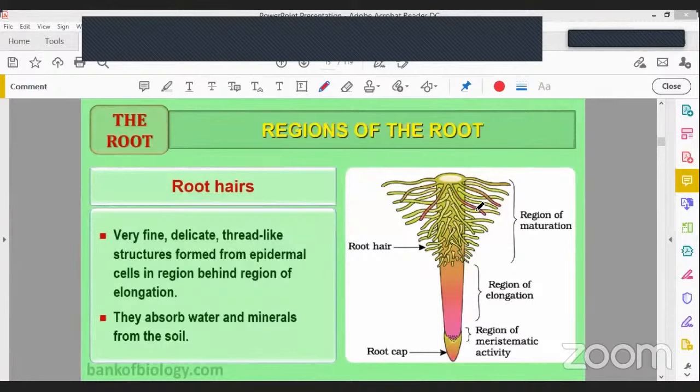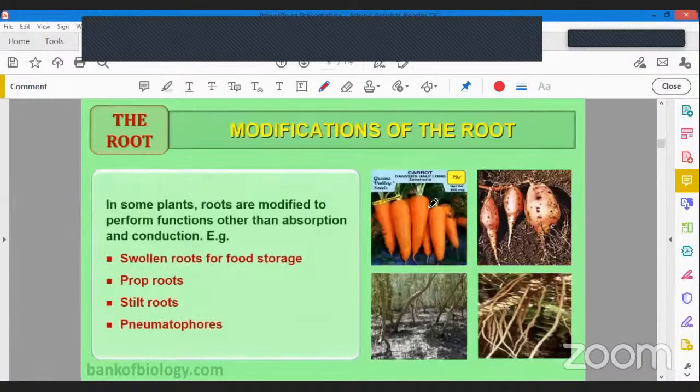So each part in this chapter is very important. Now we'll look at different modifications of root. The main functions of roots are anchorage to soil, absorption of minerals, and passage of water from root to different parts of the plant. Other than the normal absorption of water and mineral salts, you'll have other modifications. In some plants, roots are modified to perform functions other than absorption and conduction. Which are they? Swollen roots for storage.